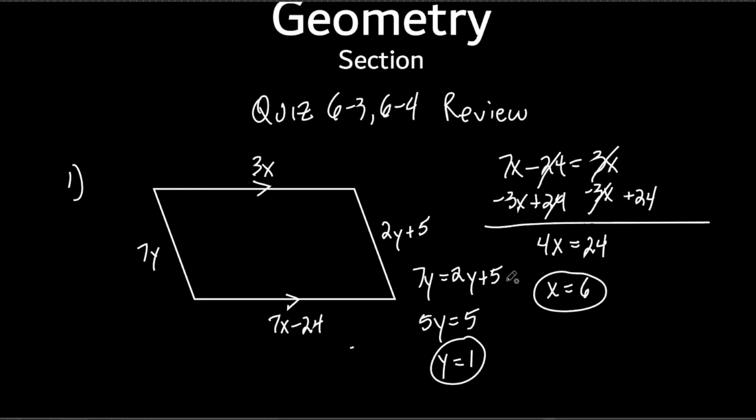So that's the answer to the question. x is 6 and y is 1. If x was 6, that would mean these two would be equal to each other. If y was equal to 1, that means these two sides would be equal to each other. We had a theorem that says if both pairs of opposite sides are equal, then it's a parallelogram. So now we know for a fact that if x was 6 and y was 1, then this would be a parallelogram. Pretty basic, right? Next one's kind of the same deal.